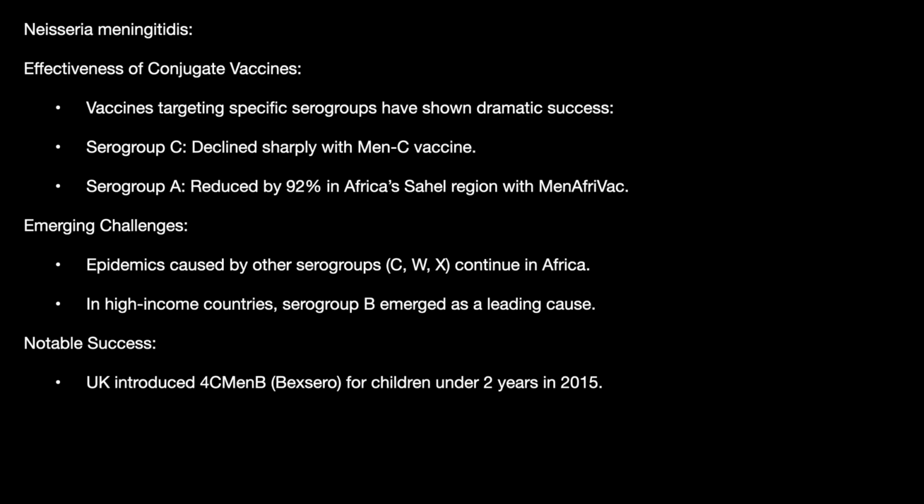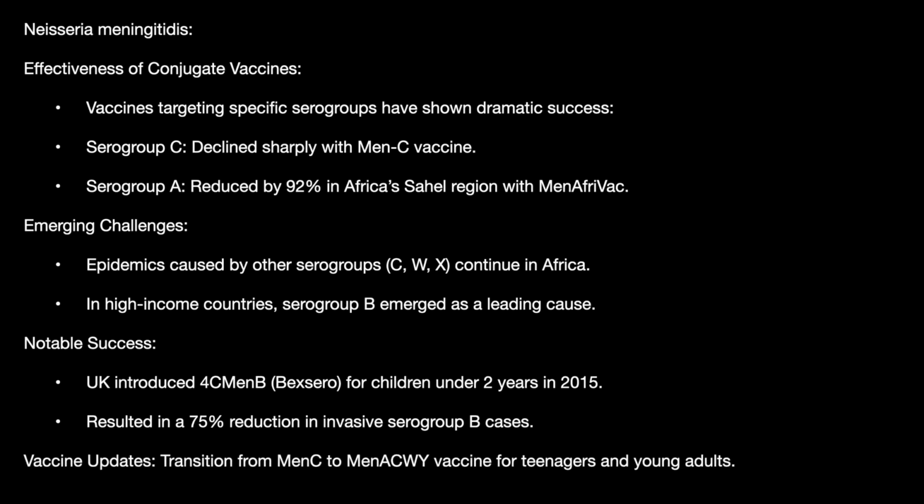A notable success that we have seen in the last few years is that the UK introduced the Bexsero vaccine for children under 2 years in 2015, which resulted in a 75% reduction in invasive serogroup B cases. Regarding the latest vaccines being developed, the transition from the Men C to the Men ACWY vaccine for teenagers and adults is going on, which may further reduce the incidence of meningitis.